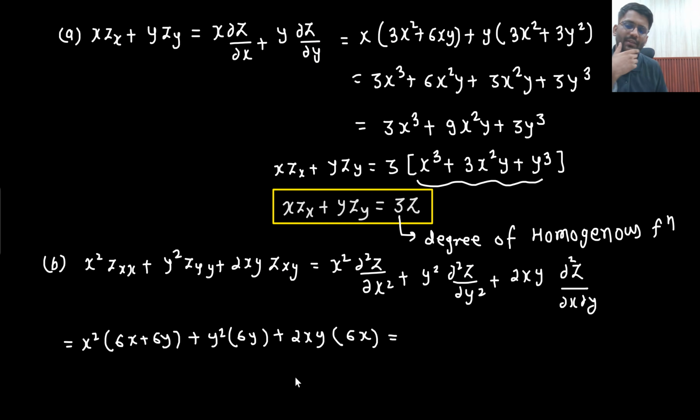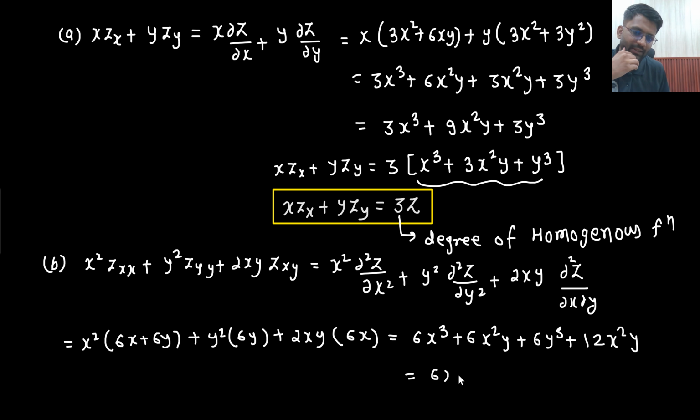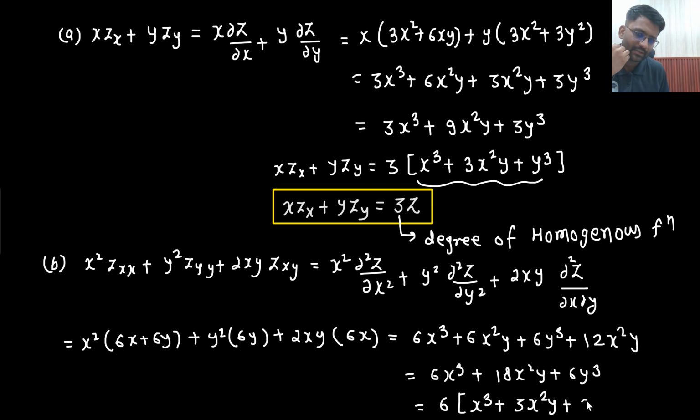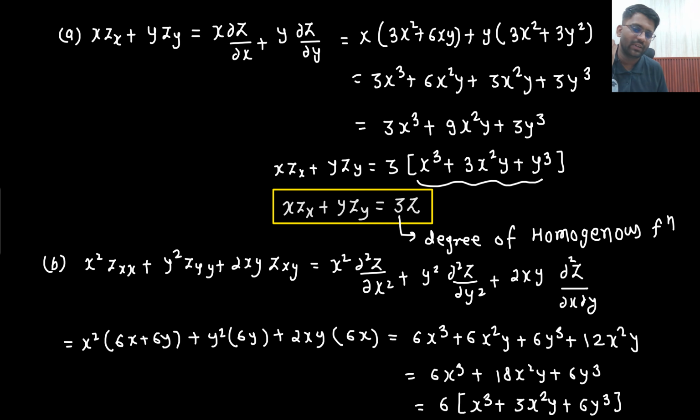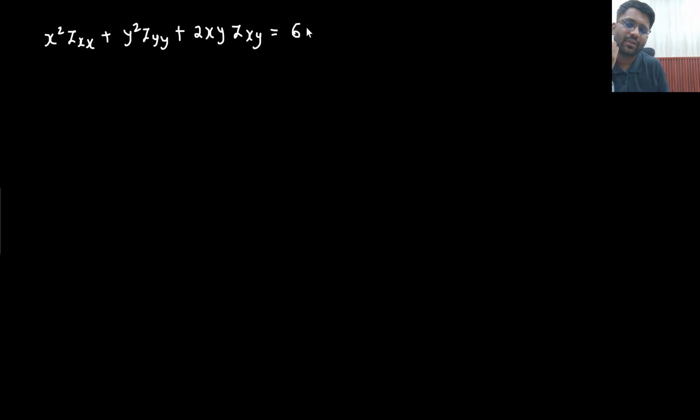What is the answer you are getting? If you look closely, 6x cube plus 6x square y plus 6y cube plus 12x square y. What is the answer here? 6x cube plus 18x square y plus 6y cube. Take something common. What common are we getting? 6. So 6 into x cube plus 3x square y plus y cube. So there you go. The answer of x square zxx plus y square zyy plus 2xy zxy is coming out to be 6 into, what is this? This is nothing but z only. So it is coming out to be 6 into z.